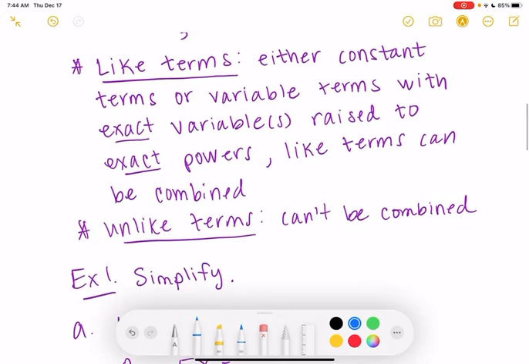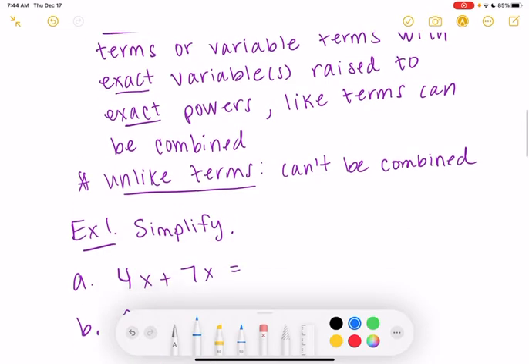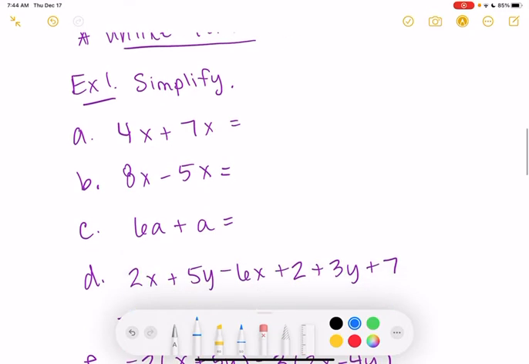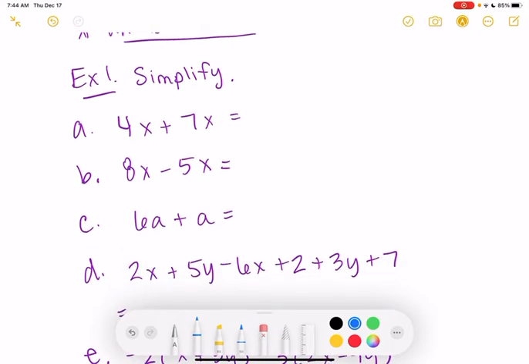Like terms are either constant terms or variable terms with exact variables raised to exact powers, and they can be combined. But unlike terms can't be combined. Okay, so to start, we're going to try to simplify. So let's go ahead and work through these together.